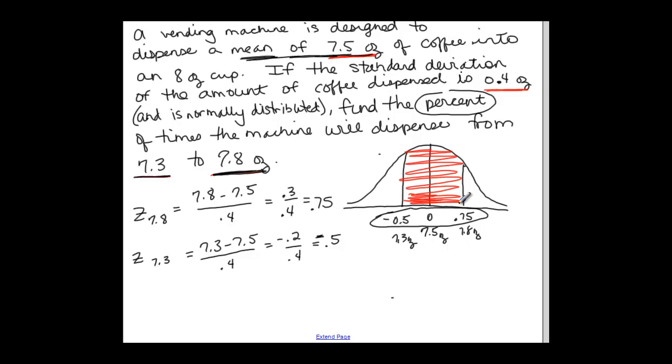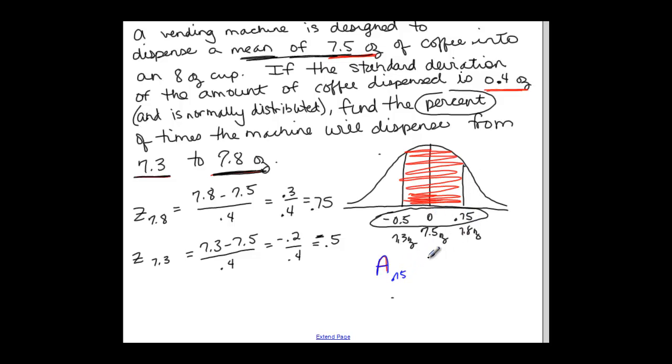So we first need to find, remember that as we look at our chart, our table, we would want to find the area to the left of 0.75, but then that would give me all of this area. So then we're going to have to take out the area below or to the left of the negative 0.5. So let's find the area first using our chart.